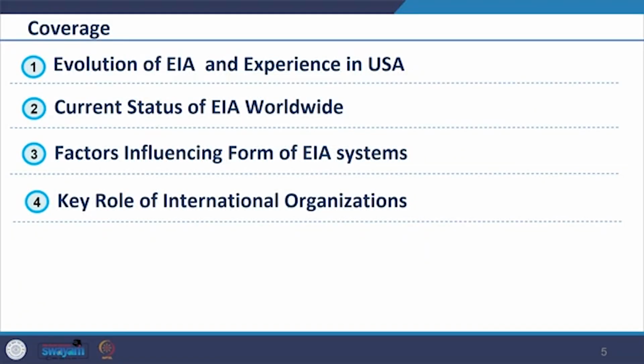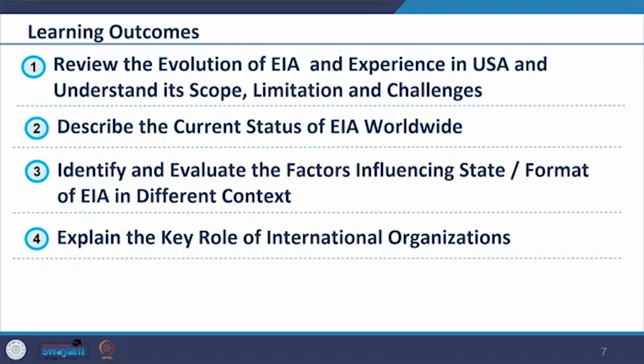Therefore, in this session, we will look into how EIA evolved and how was the experience of EIA in USA, what is the current status of EIA worldwide, what factors influence the form or the format of EIA system, and what role key international organizations have played in EIA procedures and adaptation. Accordingly, the learning outcomes will include that you should be able to review the evolution of EIA and experience in the USA and understand its scope, limitation, and challenges. You should be able to describe the current status of EIA worldwide and reflect upon why it is different, identify and evaluate the factors influencing state of EIA, its format in different contexts, and explain the key role of international organizations.